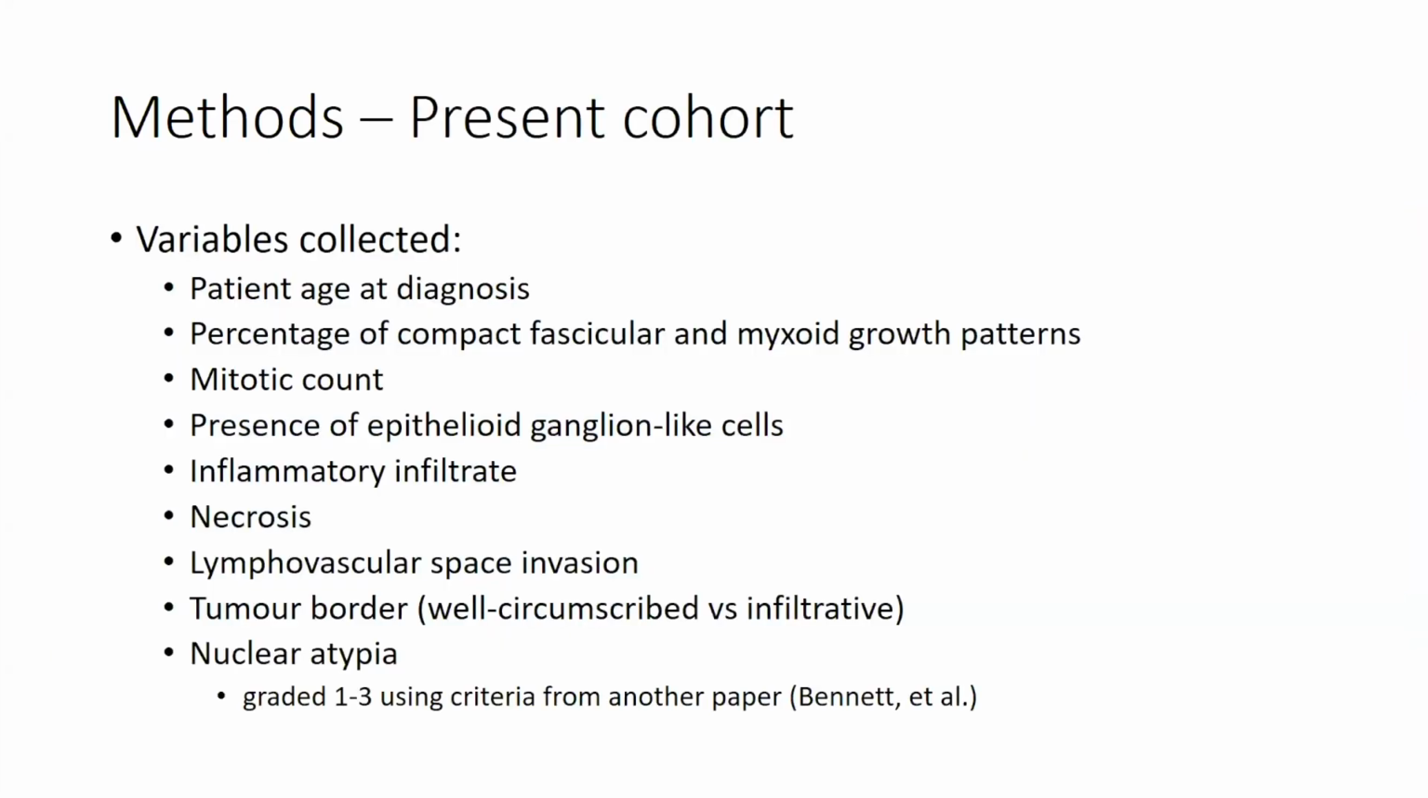The variables collected from the present in-house cohort were the patient's age at diagnosis, the percentage of compact, vesicular, and myxoid growth patterns, mitotic count, presence of epithelioid ganglion-like cells, the degree of inflammatory infiltrate, necrosis, the presence of lymphovascular space invasion, the tumor border, whether that was well circumscribed or infiltrative, and nuclear atypia, graded as 1 to 3 using criteria from another paper, essentially equating to mild, moderate, severe.